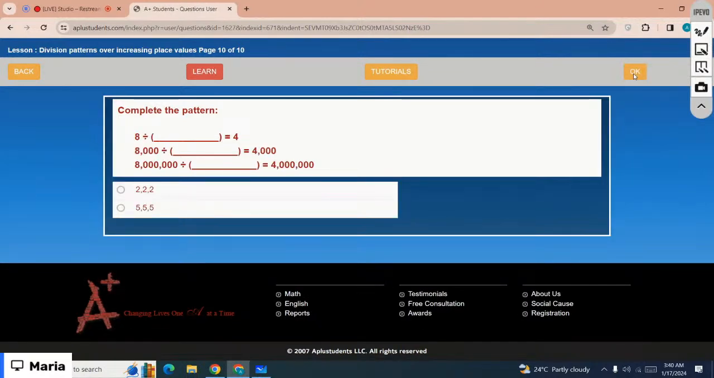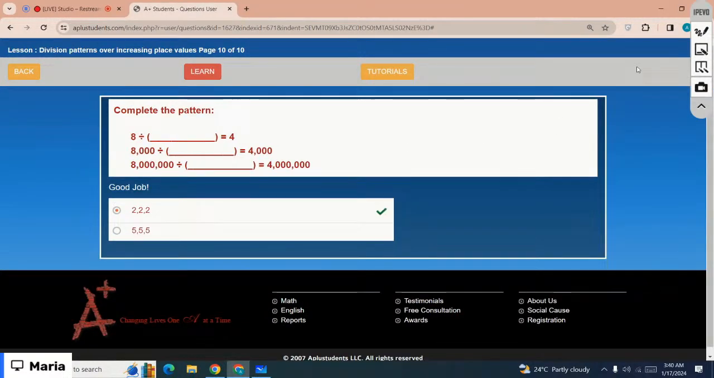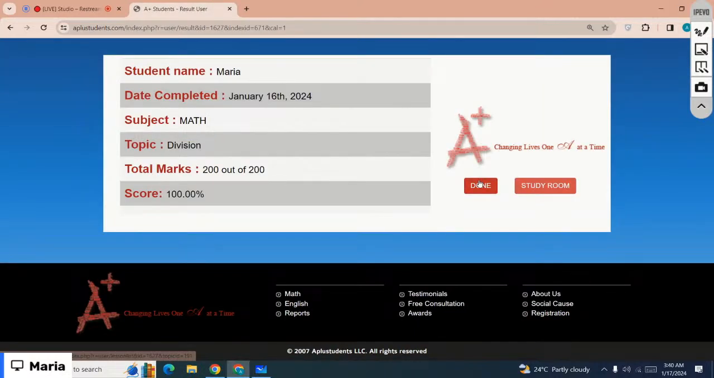The next one is complete the pattern. 8 divided by what number equals 4? 8000 divided by what number equals 4000, which is the correct option? Yes, that is 2. Option number 1 is the correct option. 8 divided by 2 equals 4. 8000 divided by 2 equals 4000, right? Okay, we are done with the lesson.